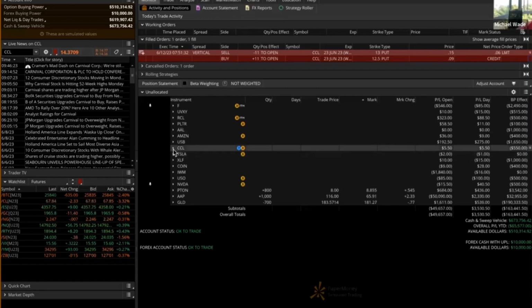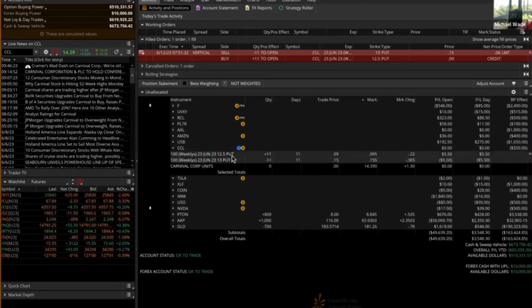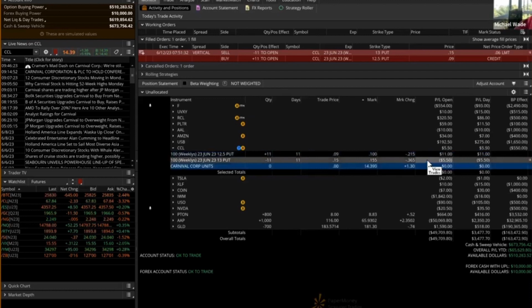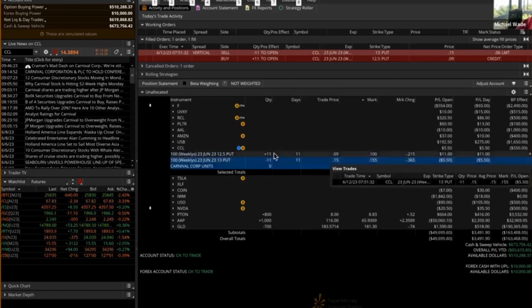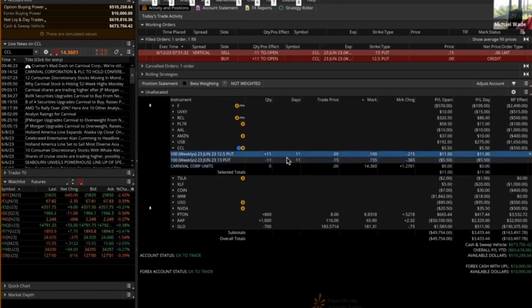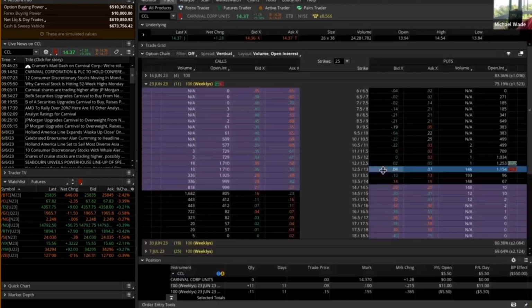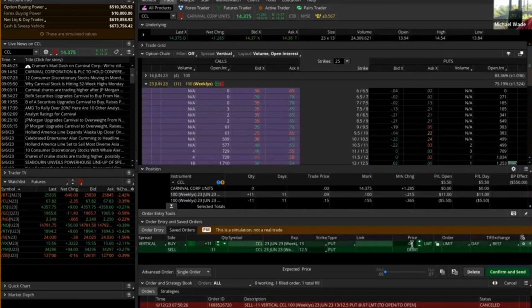So then I come in and find CCL here under my position statement. I click each of the legs, control click to highlight both legs. I'm not highlighting the right thing. Click and control click, highlight both legs, right click, create closing order, and let's buy this back for a penny. It's not worth a penny right now. It's worth 6 cents. And that will be a GTC.